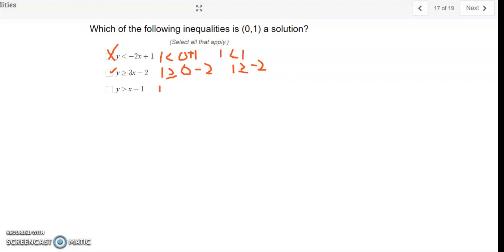And then I have 1 is greater than, x is going to be 0, so I'm going to say 0 minus 1. And in case you're a little bit confused on where I'm getting this, remember that the 0 is my x and the 1 is my y. So I'm getting 1 is greater than 0 minus 1, or I could say 1 is greater than -1. And that's also true. So go ahead and check those, then hit submit.